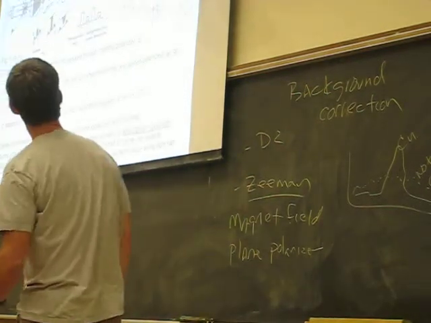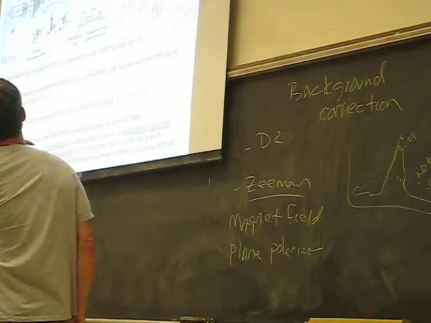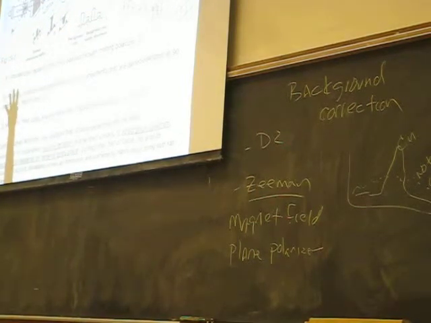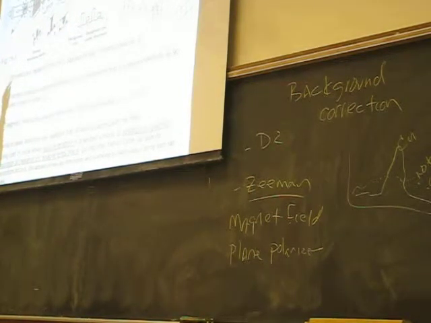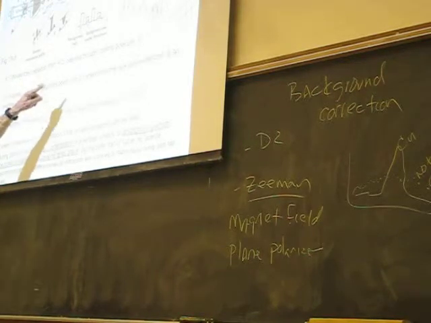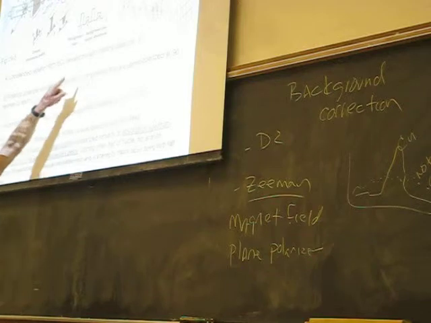In a schematic, this is from your book, it shows that you have a light source, a hollow cathode lamp, and the light coming through is plane polarized through a rotating polarizer.